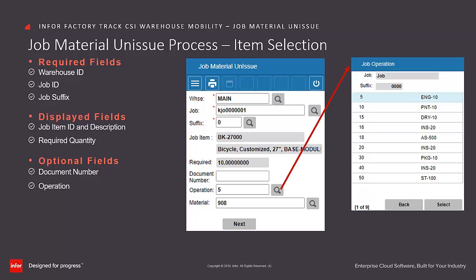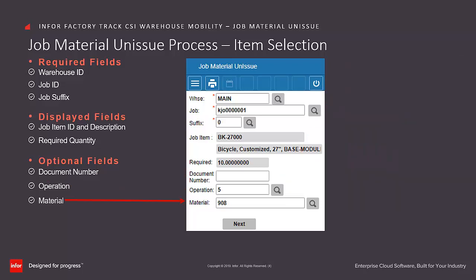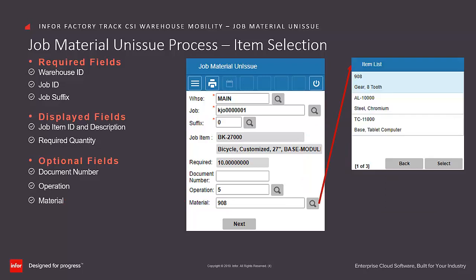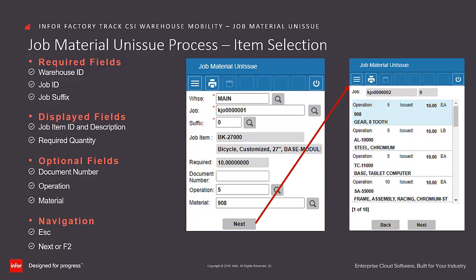Enter or select the operation ID from which the material is being unissued. And enter, scan or search select the material ID which is being unissued. We then click on Next to continue. If the material is not specified before clicking on Next, Factory Track displays an item selection screen and will require selection before proceeding.